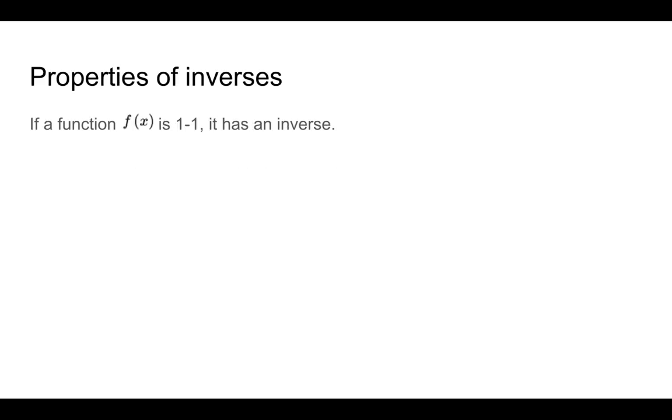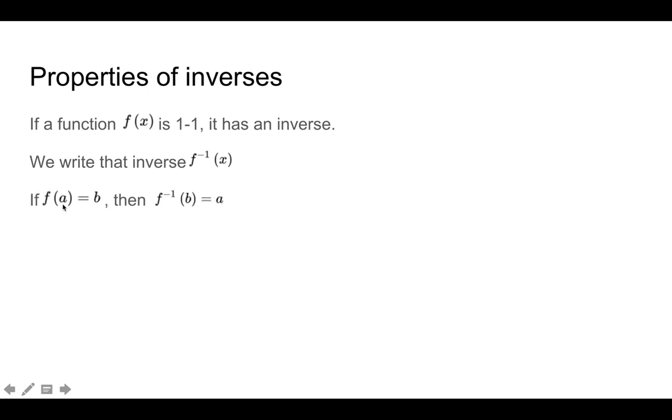Okay, some properties of inverses. If a function's one-to-one, it has an inverse. One-to-one functions have inverses. They can be undone. We write that inverse like this. This looks like an exponent, but it's not. That is not a power of -1. This means you've got some function f. This guy here is f inverse of x.